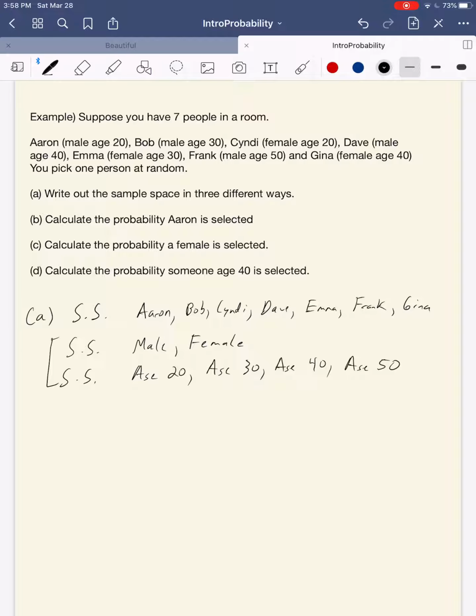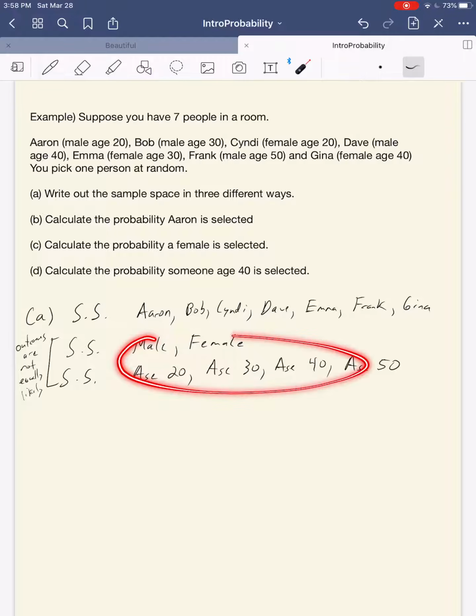These 2, the outcomes are not equally likely. There's an issue with the outcomes here, right? Even though there's male and female, the chance that you get a male is not the same as the chance you get a female, because there are more males, 1, 2, 3, and 4, than there are females. Same thing with the ages, right? Age 20, 30, and 40 are all equally likely, but for age 50, there's only one person who would satisfy that. So while these are fine ways of describing the sample space, they don't have the property that the outcomes are equally likely. So we have to be a little bit concerned about using them.